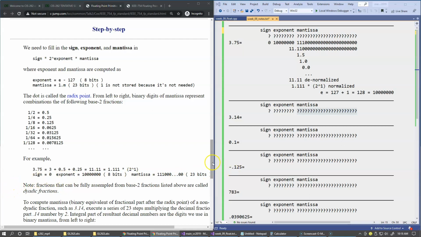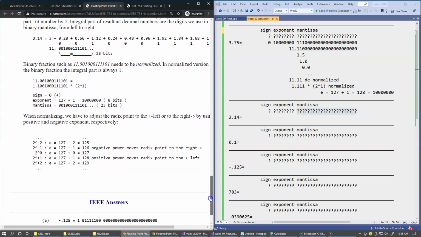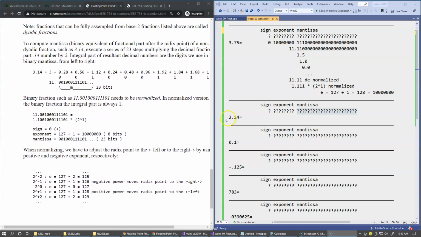So we can take a look at another example, 3.14. This is my decimal fraction. Obviously the sign is 0 because the number is positive. Then we take the integral part, convert it to a binary number, which is 11, and write it here.